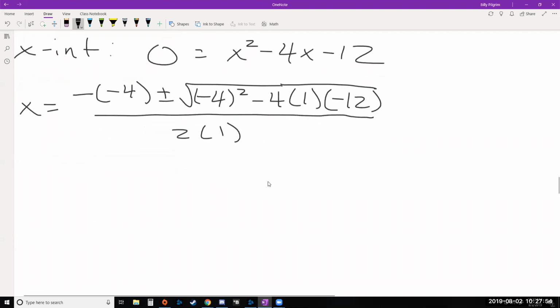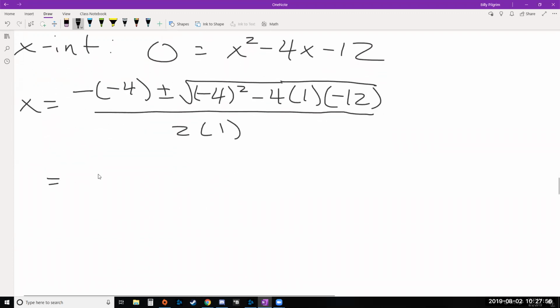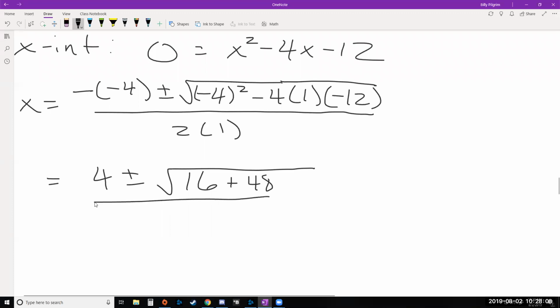Okay, and simplify. Negative 4 is positive 4, plus or minus the square root of negative 4 squared, which is 16. Here we have a negative times a negative, which is a positive. 4 times 12 is 48, all over 2a, which is 2. So we get 4 plus or minus the square root of 16 plus 48, what is that, 64, which is a nice perfect square, of course. 8 times 8.